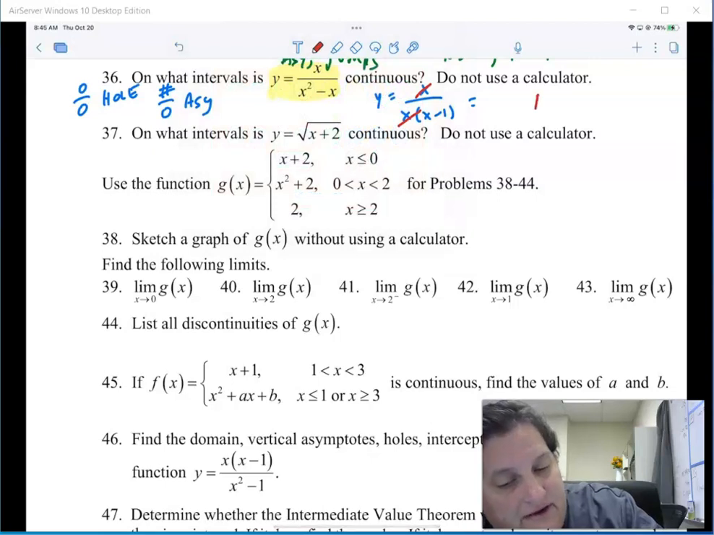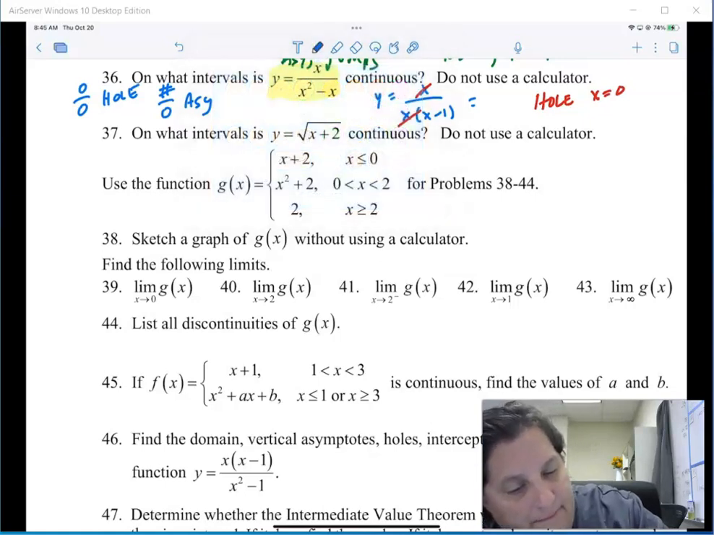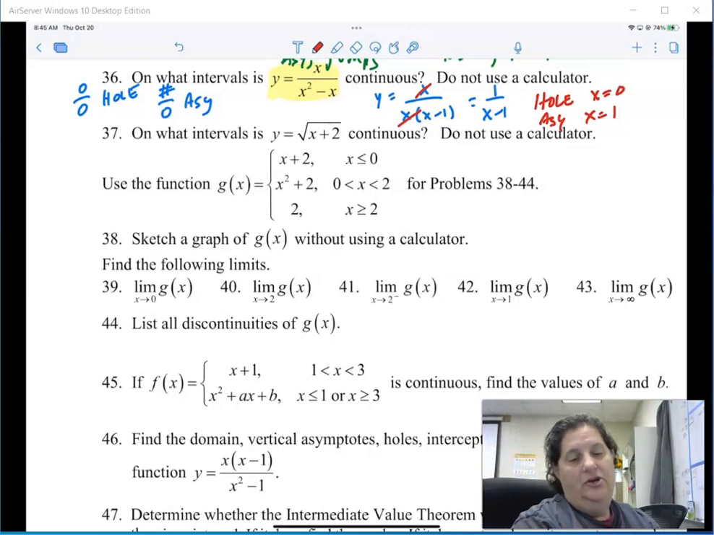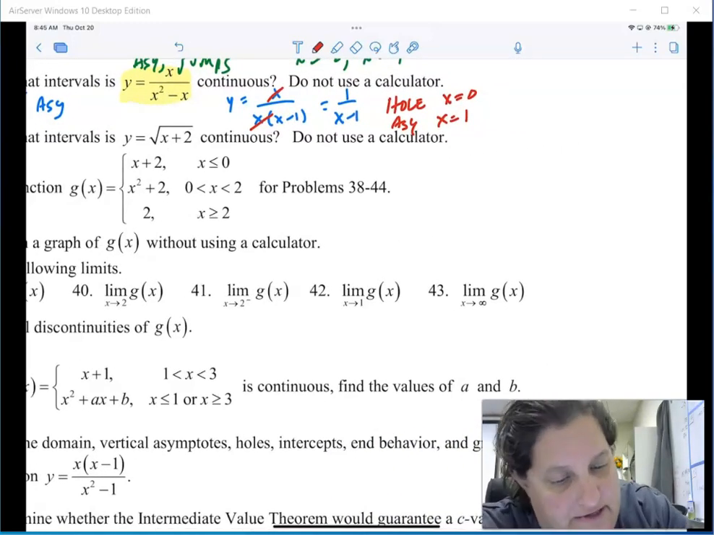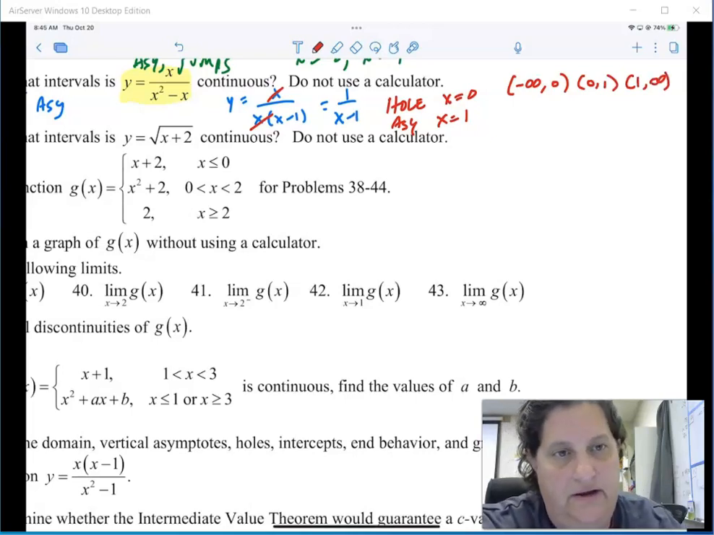Well, that tells me that there is a hole at 0, because I crossed that out. All right? And I'm left with 1 over x minus 1. That tells me there's an asymptote at 1, because that's what will make the bottom 0. Okay, so that's where it's not continuous. So where is it continuous? I guess we would say -infinity to 0, 0 to 1, 1 to infinity. Because I just have to take out the hole and I have to take out the asymptote.